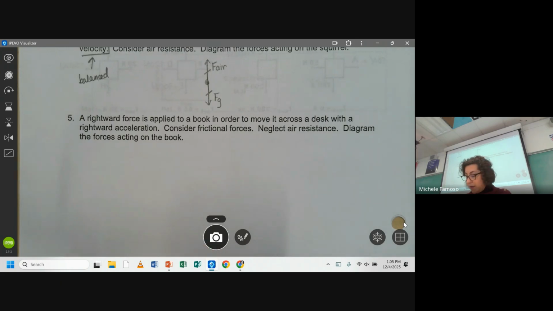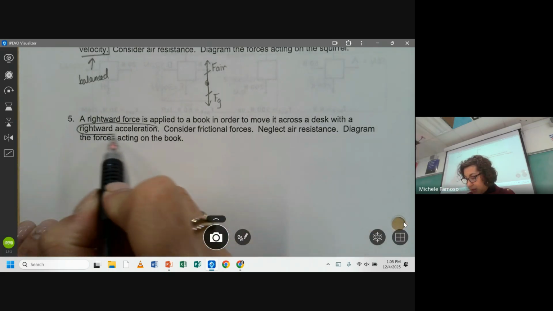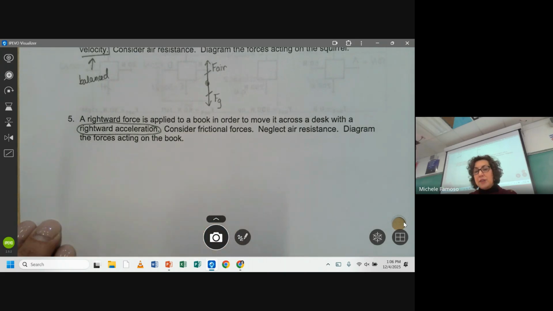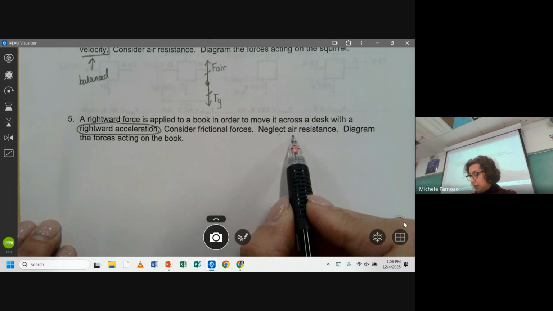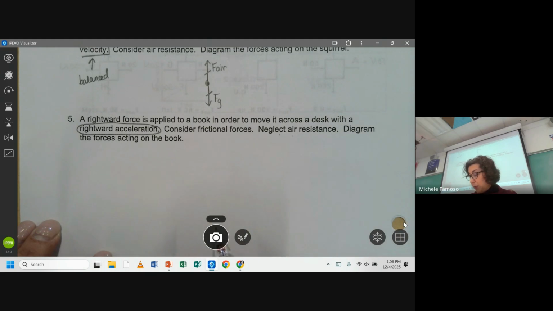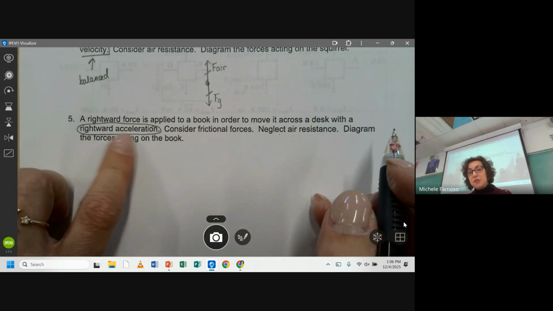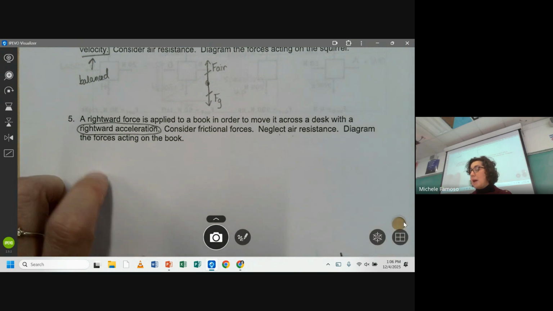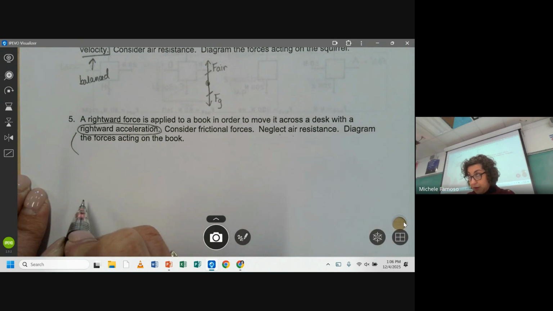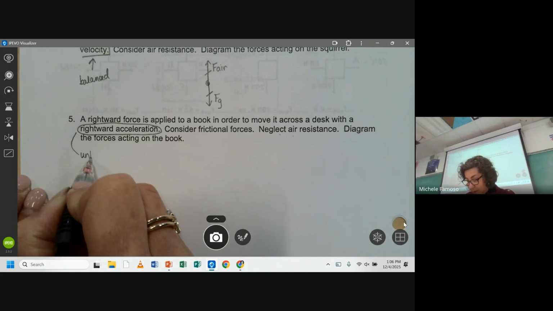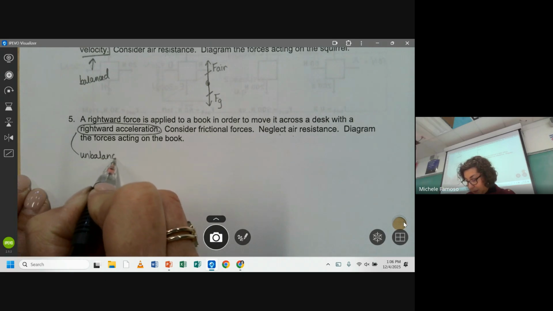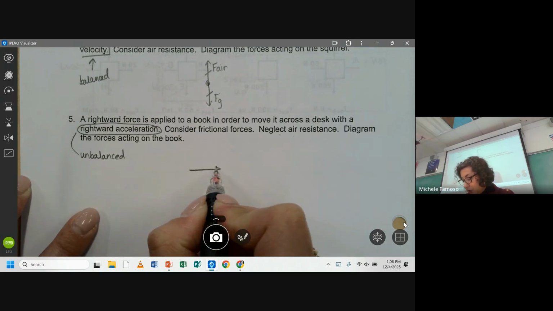Number 5, we have a rightward force applied to a book in order to move it across a desk with a rightward acceleration. Consider that there is friction, but there is not air resistance. Diagram the forces on the book. All right, here's what I want you to do. You see how it says there's an acceleration? That means the forces are unbalanced. And that acceleration is to the right.